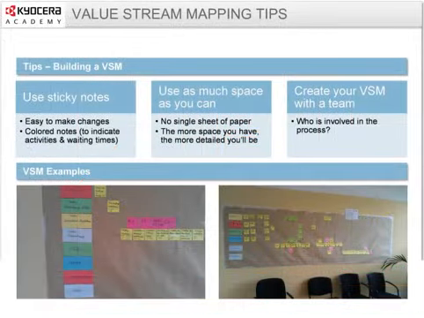Before starting to create your value stream map, here are a few tips to keep in mind. First, use sticky notes, instead of using a software tool to document your process. It's easier to make changes, and, most important, it contributes to employee engagement and involvement. Next, use as much space as you can. Don't restrict your mapping activity to a single sheet of paper. Find a large piece of butcher paper, or a whiteboard, to document your map. The more space you have, the more detailed you will be.